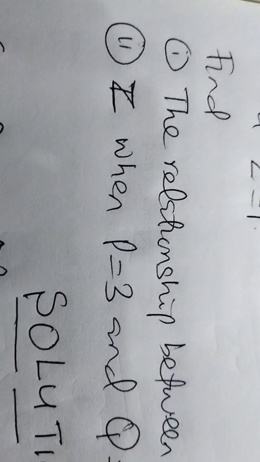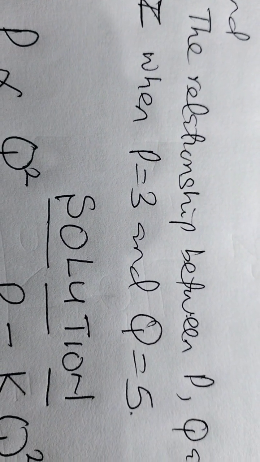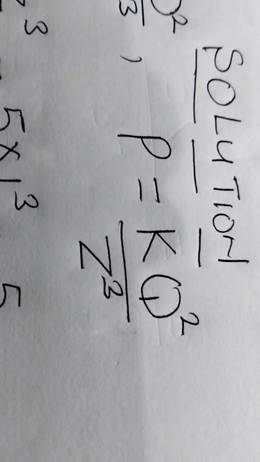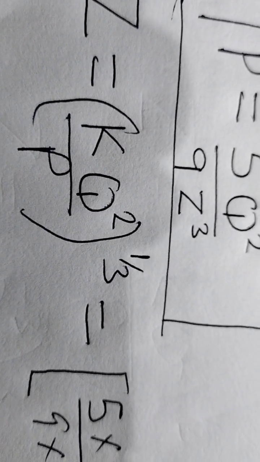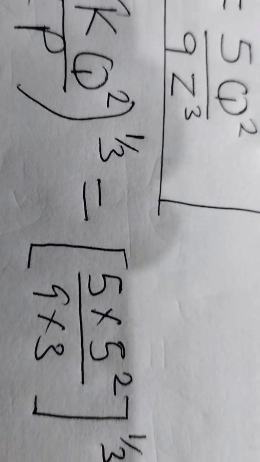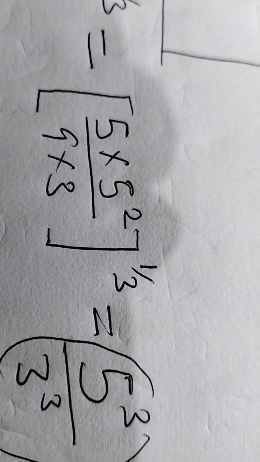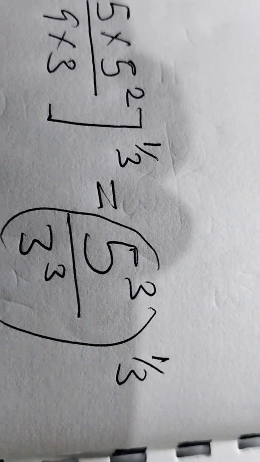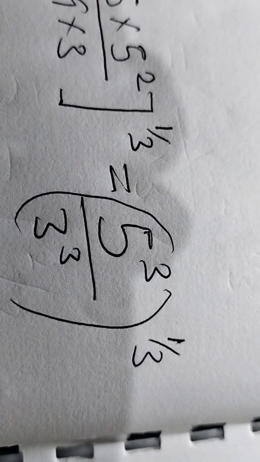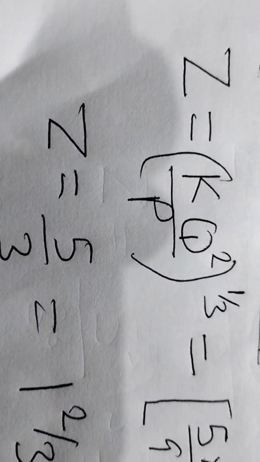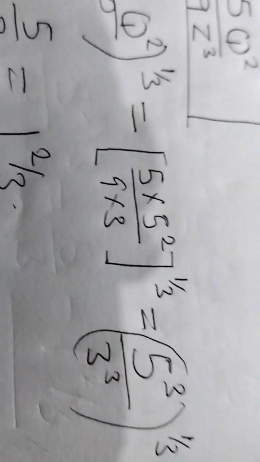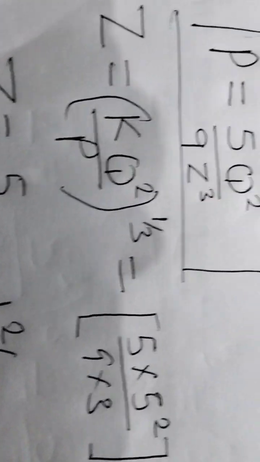II says find Z when P is 3 and Q is 5. From this variation law, we make Z the subject of the formula. Making Z the subject, we arrive at Z equals K Q squared all over P, raised power 1 over 3. That is the cube root. Then substituting the values given to us, we have 5 times 5 squared all over 9 times 3, raised power 1 over 3, that is the cube root. That becomes 5 raised power 3 all over 3 raised power 3, bracket closes, raised power 1 over 3, everything raised power 1 over 3, or cube root. Then solving, Z becomes 5 over 3, or 1 whole number 2 over 3.